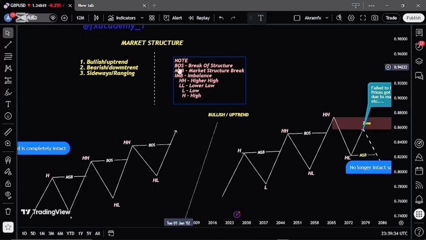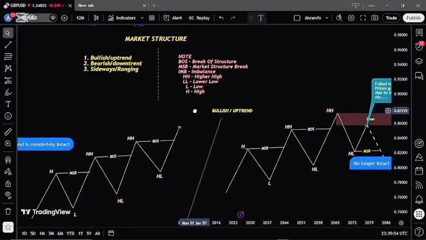We have the BOS, the break of structure. We have the MSB, which is called the market structure break. We have the IMB, the imbalance, HH, higher high, LL, lower low, L low, and H high. We shall be seeing all of them and how to use these abbreviations.